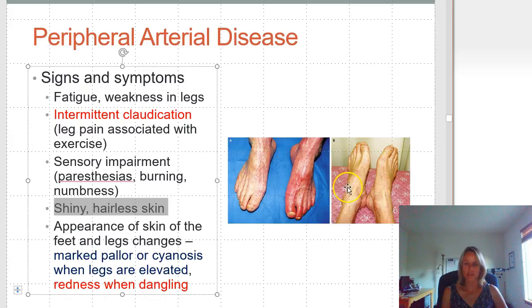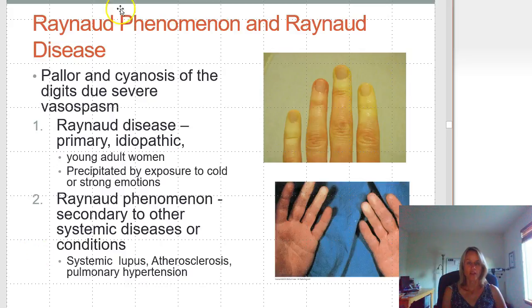So we have pallor and cyanosis when the legs are elevated, but they tend to be red when dangling, when we have gravity aiding blood flow to that area. Raynaud phenomenon and Raynaud's disease.